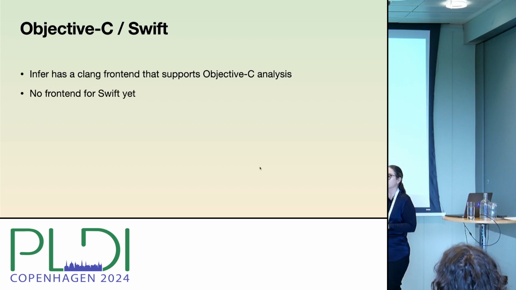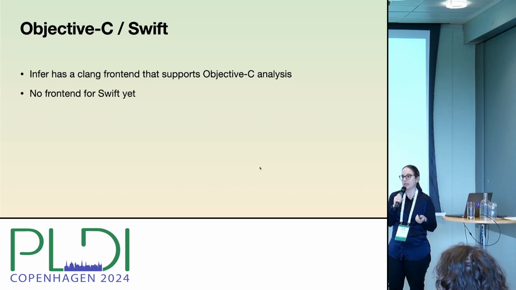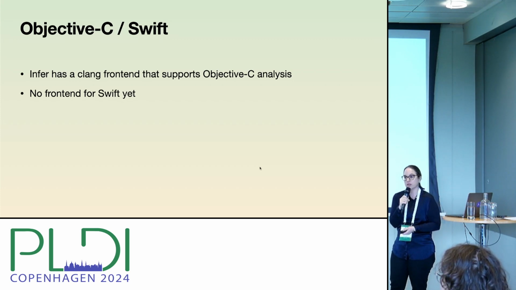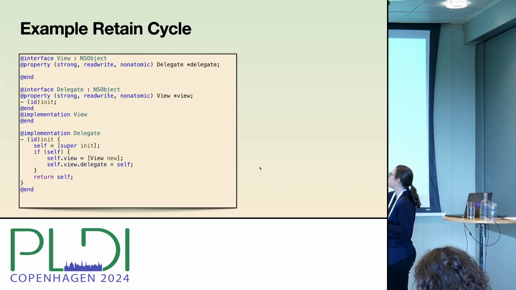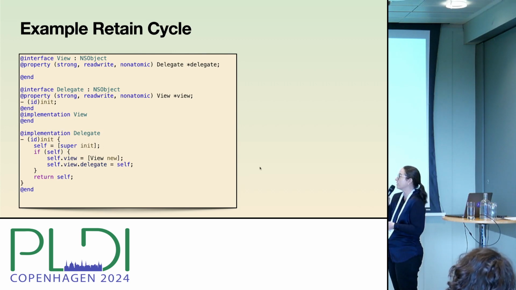So we are focusing only on Objective-C, because that's the front end we have. We have a Clang front end that covers C, Objective-C, and C++, and we need to build a Swift front end to be able to handle Swift, which hopefully we can do. Let's start with some examples of what it looks like.